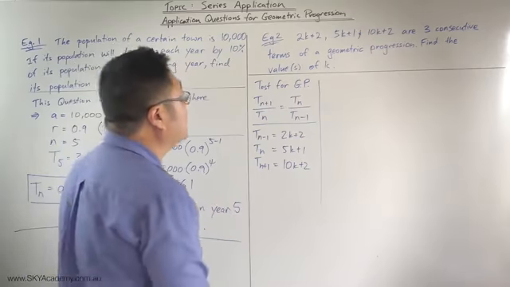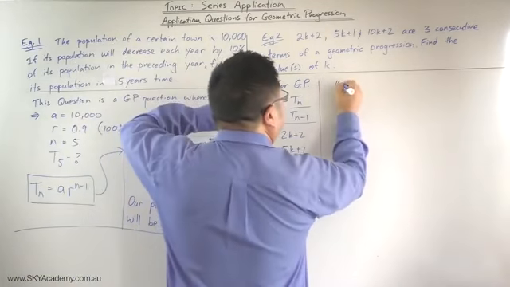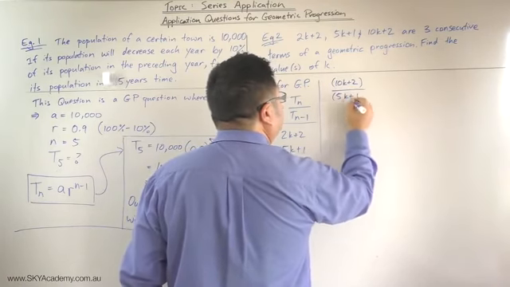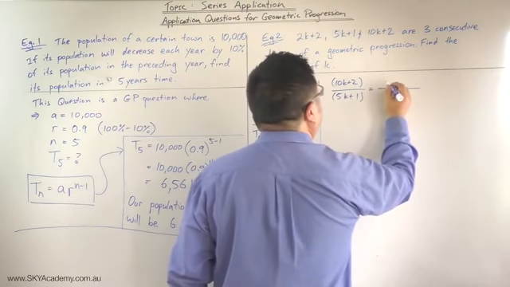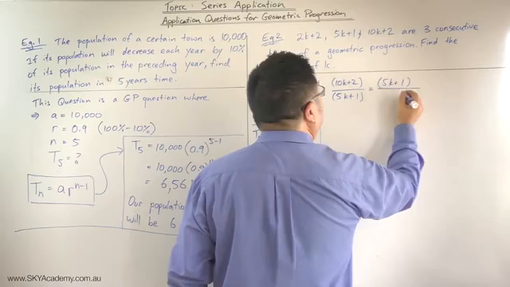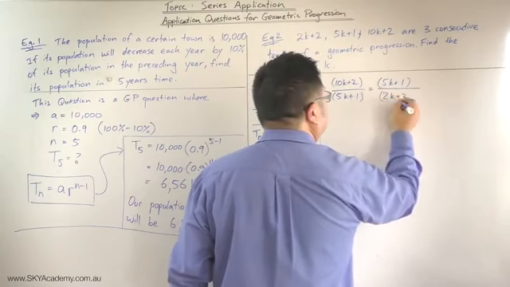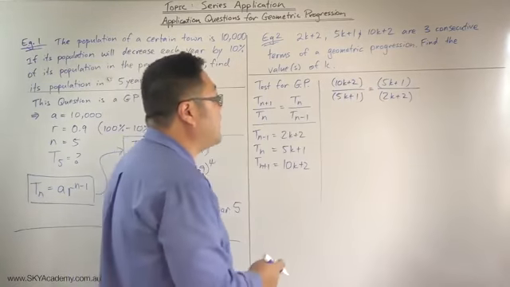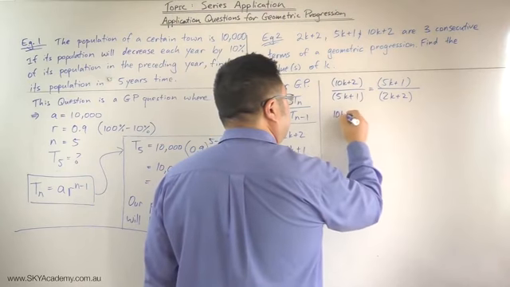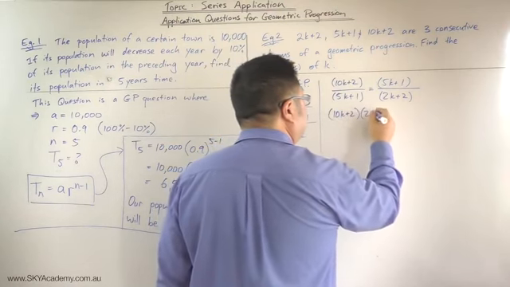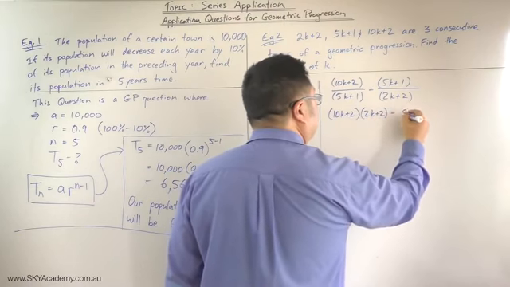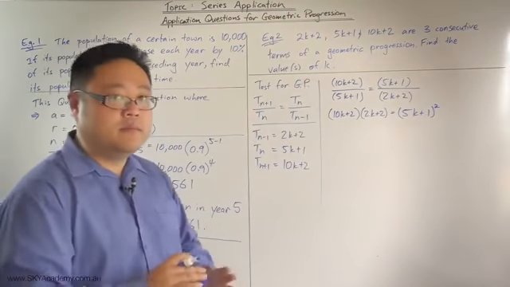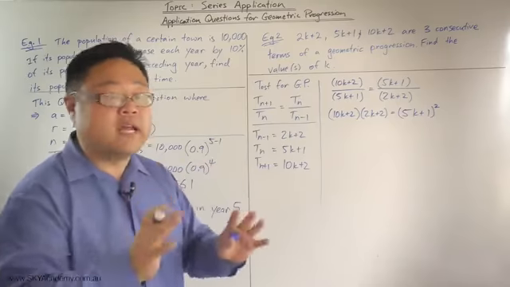So let's apply this. What we've got here is 10k plus 2 all over 5k plus 1 is equal to 5k plus 1 all over 2k plus 2. Now from here, we can pretty much cross multiply. So we have 10k plus 2 times 2k plus 2 is equal to 5k plus 1 all squared. And now it's just a matter of working out the algebra.